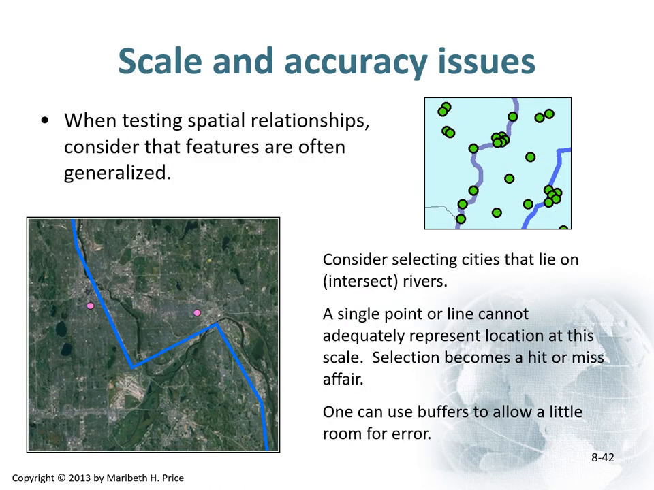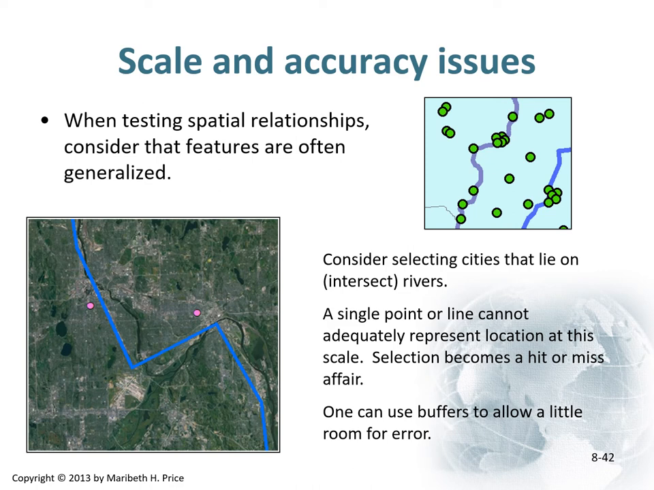Scale and accuracy problems, they're a real bear for containment, proximity, and distance issues as far as spatial queries go. And accuracy is, if things are not accurate, they're just not accurate. There's nothing you can really do about that. But the scale is the one that'll get you.